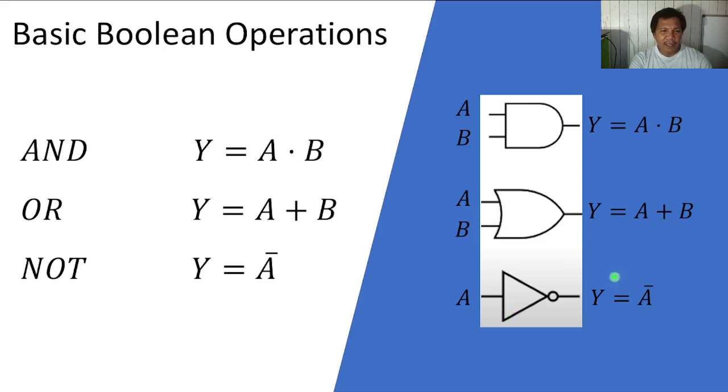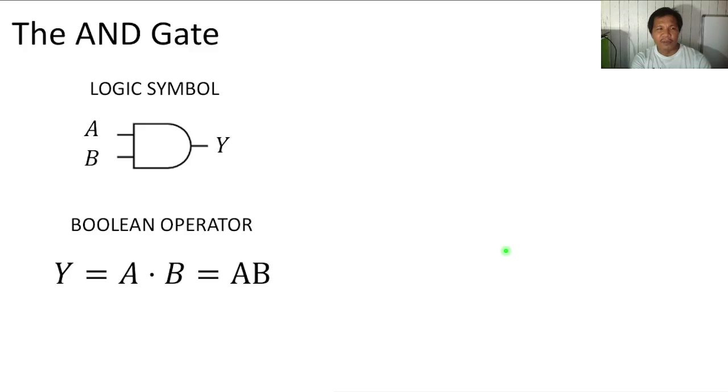Now for a NOT gate, the symbol for NOT gate is actually a triangle with a bubble at the end. So take note, a triangle with a bubble at the end, that is your NOT gate. So NOT gate means the inverted input will be your output. That's for the basic Boolean operations, using the simplest, the three basic gates.